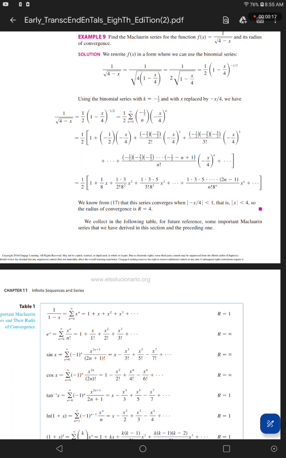Solution. We rewrite f of x in a form where we can use the binomial series. 1 over the square root of 4 minus x equals 1 over the square root of 4 times (1 minus x over 4), equals 1 over 2 times the square root of 1 minus x over 4, equals 1/2 times (1 minus x over 4) to the power negative 1/2.